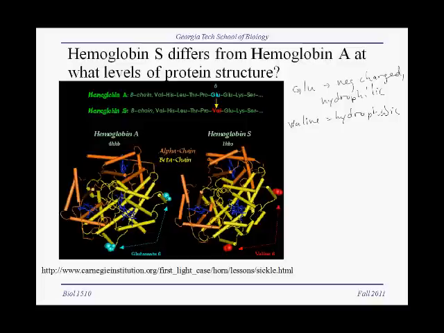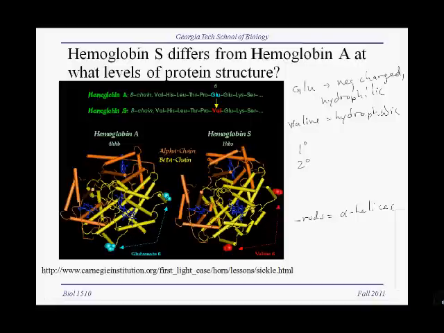So let's answer this question. What levels of protein structure are affected by the sickle cell hemoglobin mutation? Well, we know since there is a change in the amino acid sequence, the primary structure is affected. And if we look in detail, it looks like there are some changes in the secondary structure. Again, if we look closely at the yellow or the beta globin, these rods equal alpha helices. So it looks to me like there's a change in the alpha helices, therefore there's a change in the secondary structure.